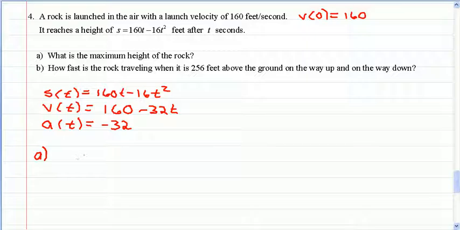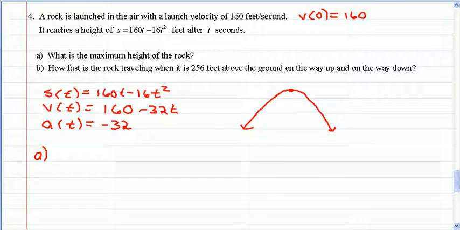So for part A, what is the maximum height of the rock? This equation, the position function, 160t minus 16t squared, is parabolic, and it's a parabola that points down. So when a rock is launched in the air, it makes a parabolic shape pointing down. So when it asks for the maximum height of the rock, we are looking for this point here.